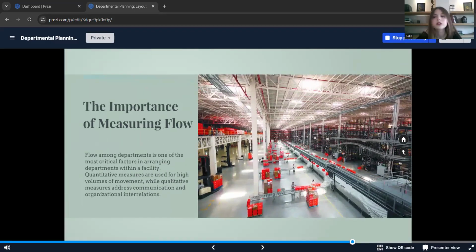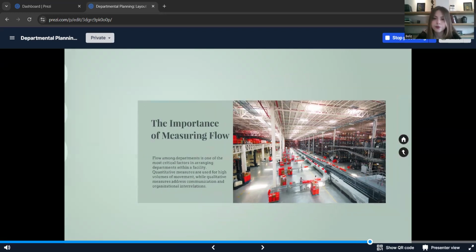Once we have departments, we need to measure flow between them. Flow is critical for arranging departments. For high volumes, we use quantitative measures, number of moves and distance. For qualitative needs, like communication between offices, we use closeness ratings.